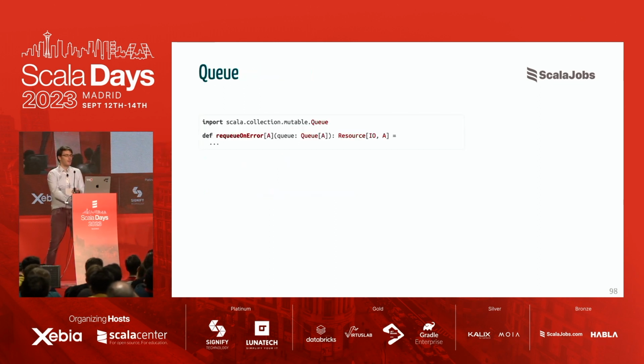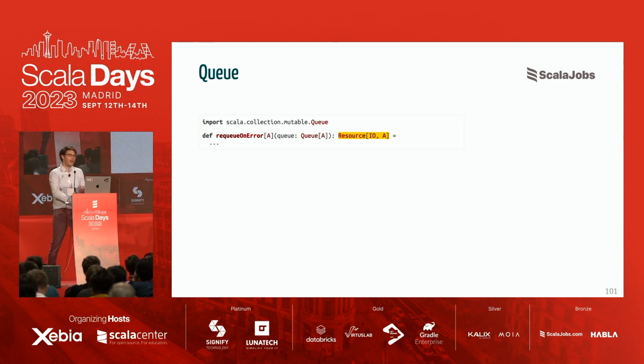So here I define a method called requeueOnError. And this method is essentially going to take a queue, take an element from it, and handle the case when something goes wrong. And this Resource essentially gives me the guarantee that either it's going to process the event correctly, or it will put the element back into the queue. That's the guarantee that this Resource gives me.